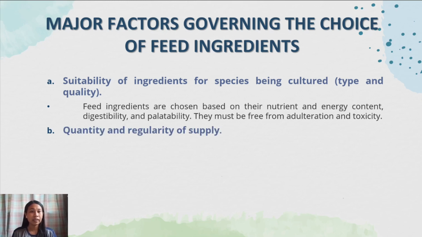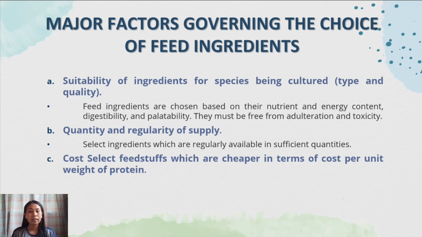Second is the quantity and regularity of supply. Select ingredients which are regularly available in sufficient quantities. And lastly, the cost. Select feedstock which is cheaper in terms of cost per unit weight of protein. So which of the following examples of ingredients is cheaper?